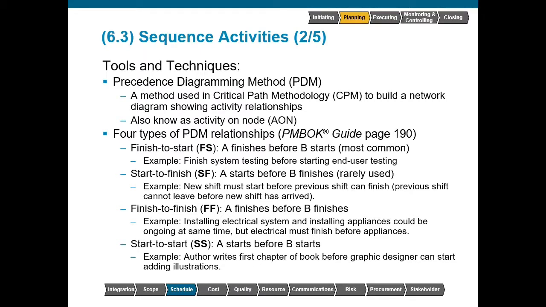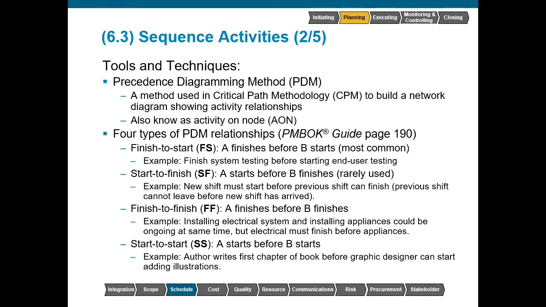Since an arrow initiates in the finish side of activity A, and the arrow terminates on the start side of activity B, we can see that activity A must finish before activity B can start. This is the most common relationship that you'll see, and probably the only one that you'll have to use for your exam. There are a number of examples that we could give for this. You have to finish loading the dishwasher before you can start a wash cycle.